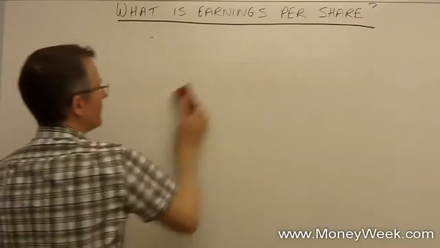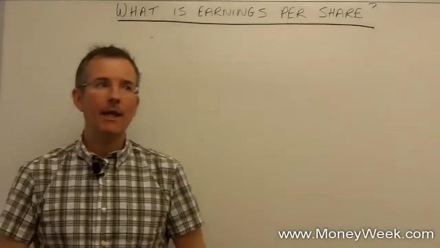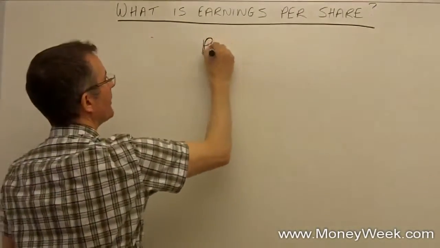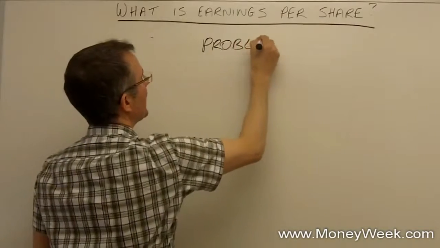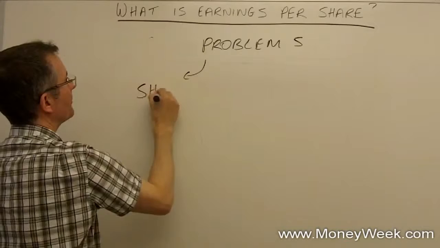One of them was flagged recently by fund manager Terry Smith. He's unhappy with earnings per share in one respect. So let's have a look at some issues here. So problems with the earnings per share calculation. One of them, share buybacks.